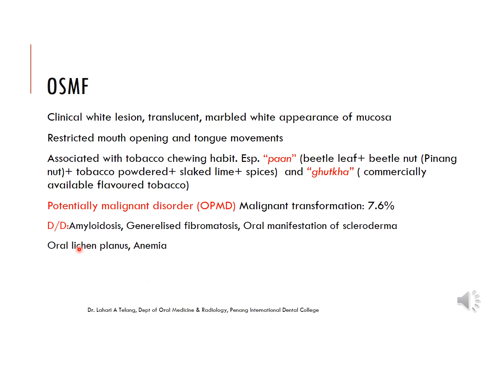The differential diagnosis of the clinical appearance could include amyloidosis, generalized fibromatosis, oral manifestations of scleroderma, or lichen planus, or even anemia, because the pallor or whitish appearance could look like anemia. In fact, many of these patients have coexisting anemia because of malnourishment, because they constantly keep chewing these tobacco products, which reduces hunger. And in the process, they eat less nutritious food and develop anemia.